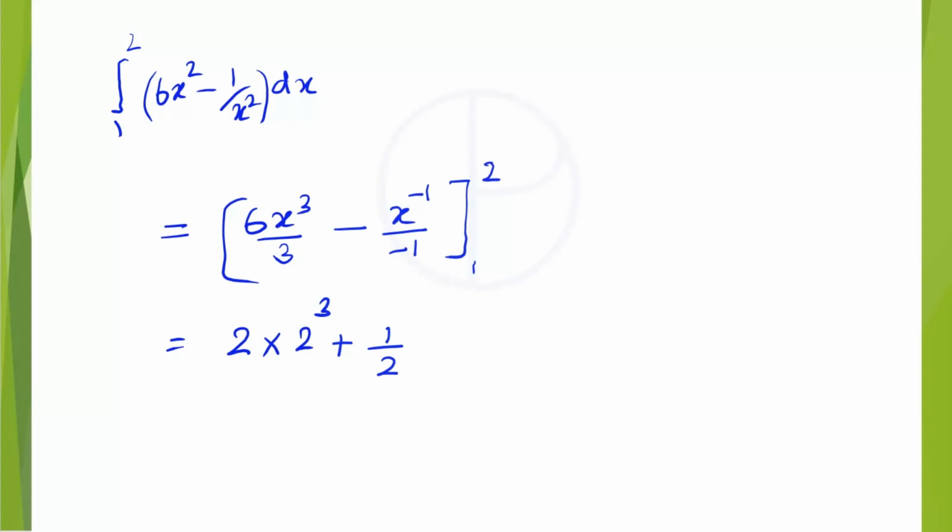Then substitute the lower limit, minus 2 multiplied by 1 cube minus 1 over negative 1 also gives 1. On simplification this gives 13 and a half.